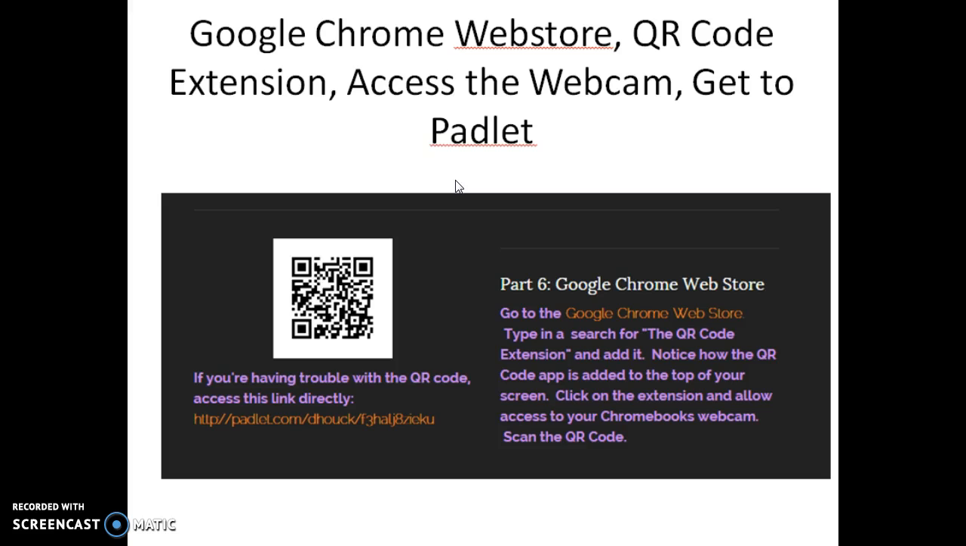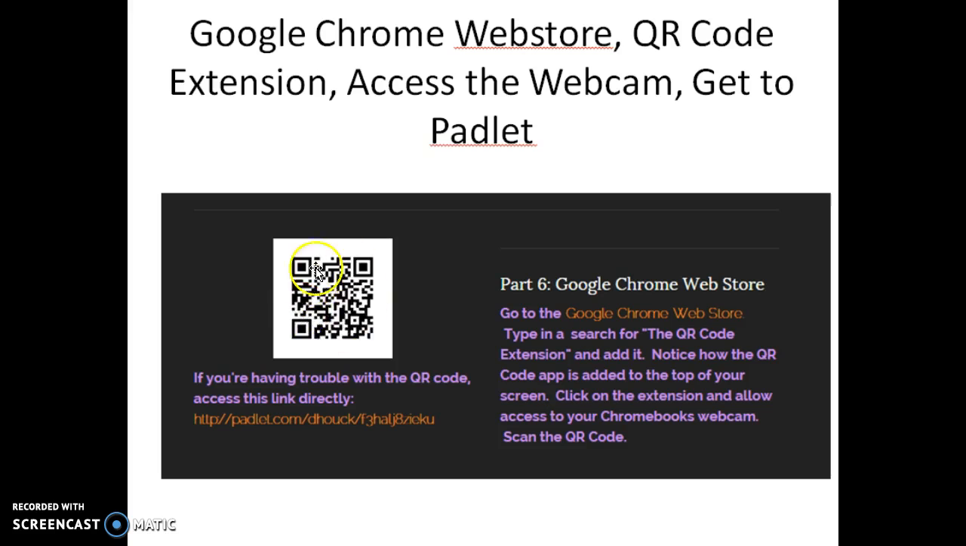After having watched both of the videos, the students were going to learn how to download a Google Chrome extension to the Chromebooks. Most of them had never really been to the Google Chrome web store before, so I wrote down a set of directions and included a QR code. They had to type in a search for the QR code extension and add it to their Chromebook accounts.